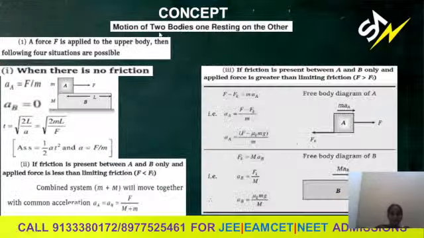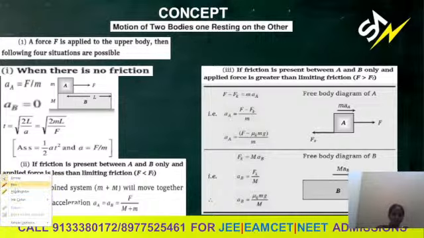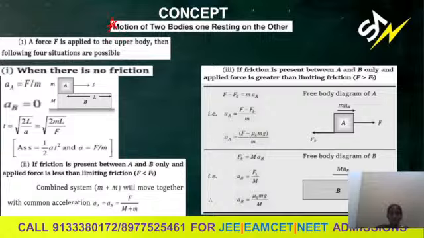Next situation: motion of two bodies, one resting on the other. This is one of the important situations about the frictional force, very important for numerical solving. So let us see, when objects are one over the other, we are given the situation that a force F is applied to the upper body. Then the following four situations are possible.